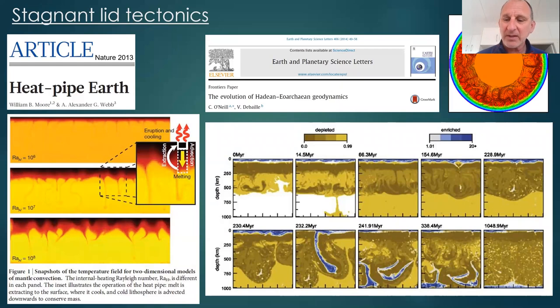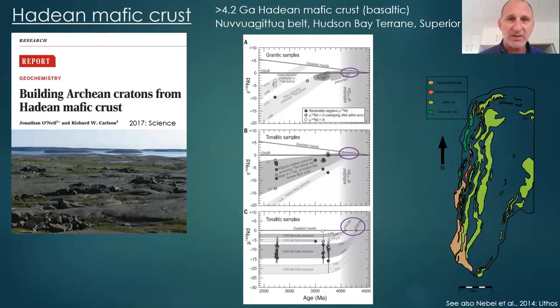The oldest records of crustal materials that we have suggest that that early crust was mafic in composition. From northwestern Canada in the Nuvvuagittuq greenstone belt, detailed studies on isotopic systems suggest precursor materials back to as old as 4.2, 4.3 billion years ago. And that crustal component is mafic in composition.